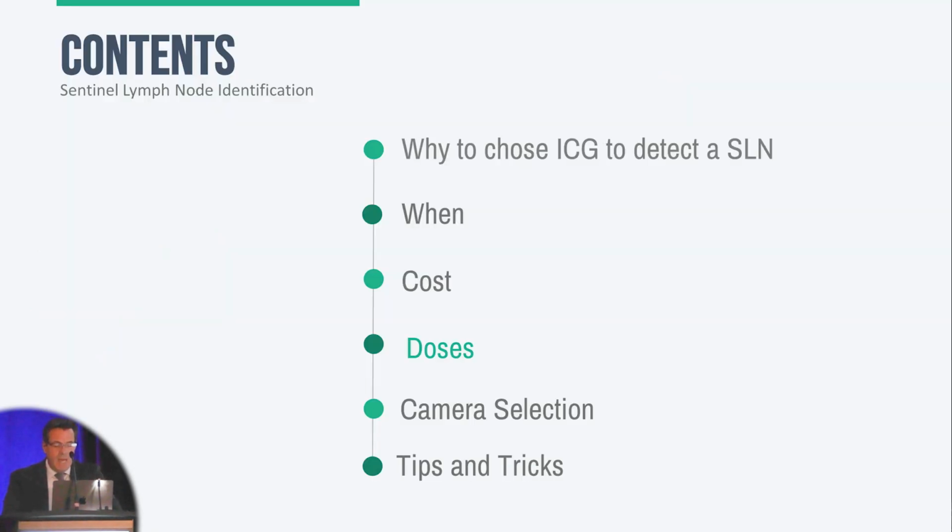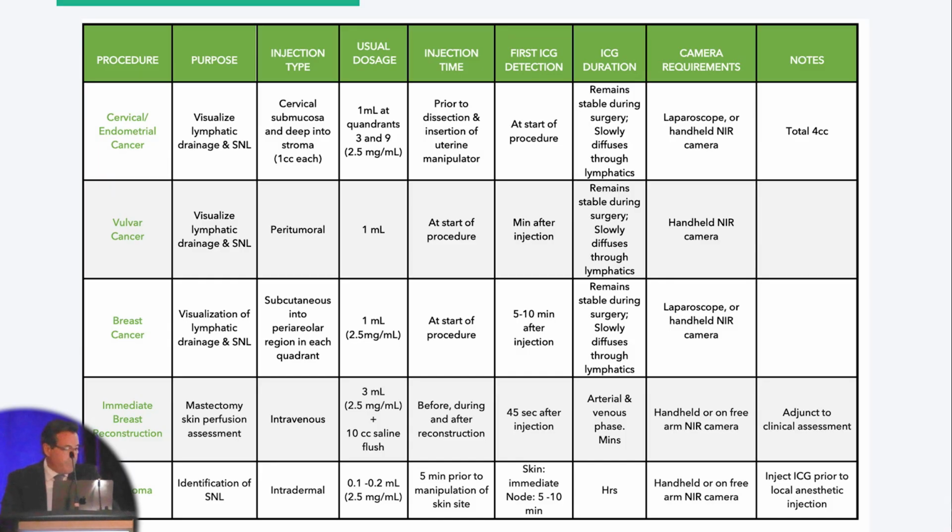The dosage of dye to be used is an important factor to consider. Currently, we use 1 milliliter of ICG for each Sentinel node procedure involving fluorescence. This dosage is administered into 4 quadrants, whether it be around the tumor or the areola nipple complex.